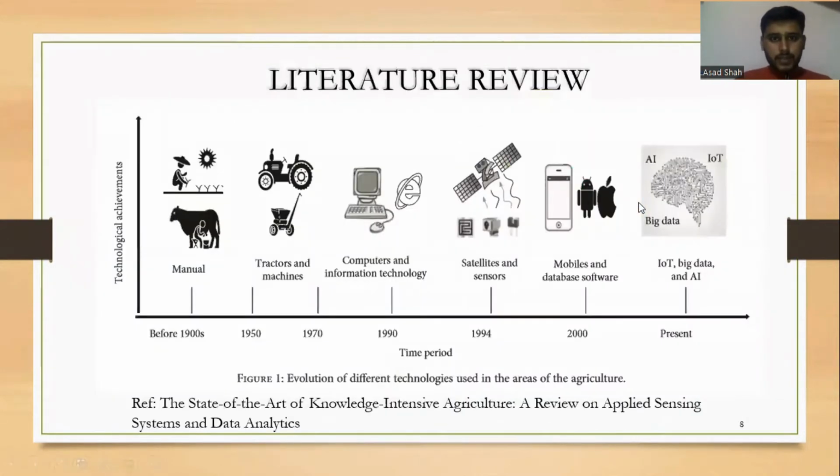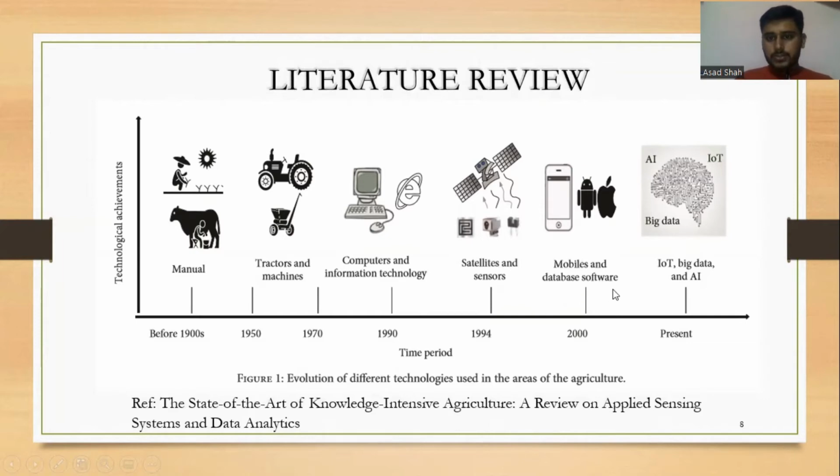So here is our project plan according to our initial presentation. This picture serves as an overall review of the evolution of technology. Before the 90s, we had all work done manually. Then between the 1950s and 1970s, the evolution of machines came in, and we see tractors and other machines came into existence. Then, before the 1990s, computers came, and the internet came into existence as well. Then in 1994, we see satellites and sensors were invented. So here they serve as the breakthrough.